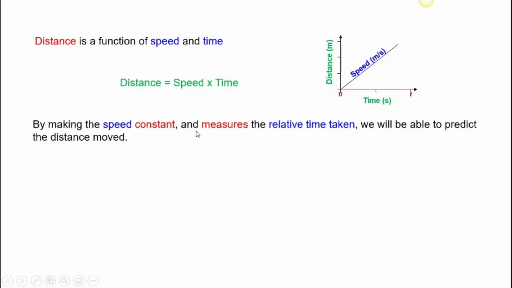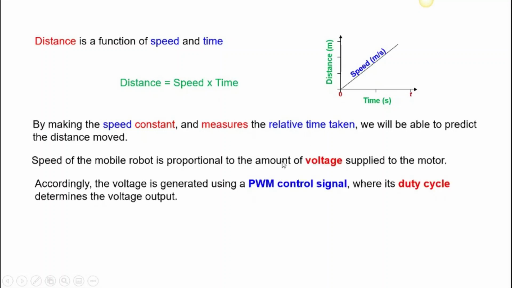Okay, so when you have a constant speed, you can measure the relative time taken for the mobile robot to move a certain distance. Okay, so the speed of the mobile robot is proportional to the amount of voltage supplied to the motor. Accordingly, the voltage is generated using a PWM control signal where its duty cycle determines the voltage output. So this one we have covered in our previous chapter.